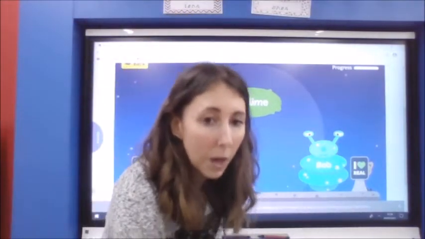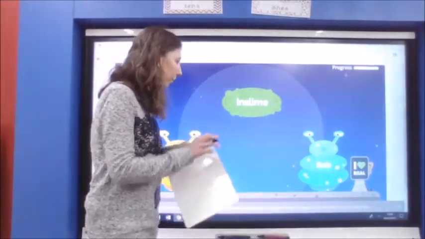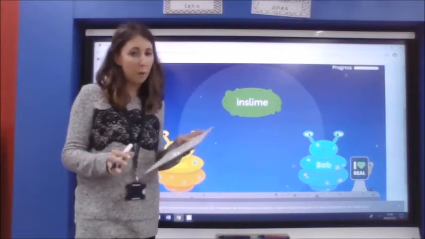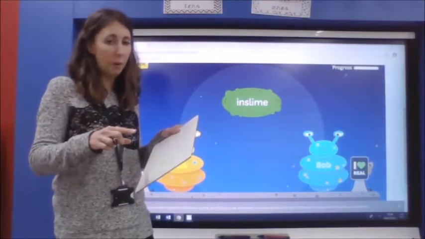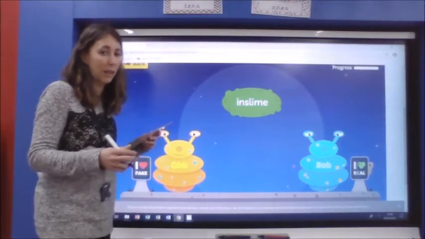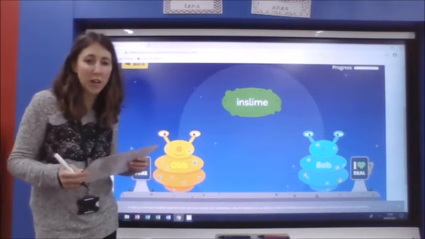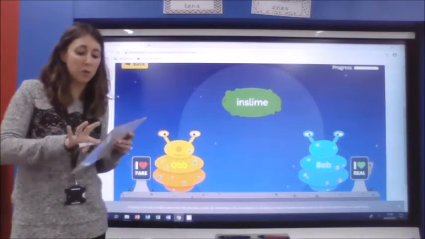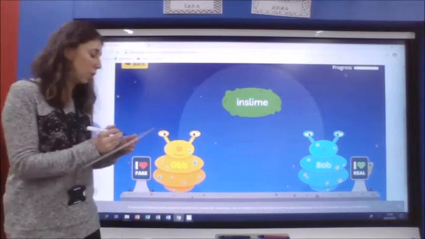Now I've got my whiteboard and pen today to help me, because what I'm going to do is copy down the word onto my whiteboard so that I can put my sound buttons in place. You might see the word quite small, but I will tell you how to spell it if you would like to write it on your board.